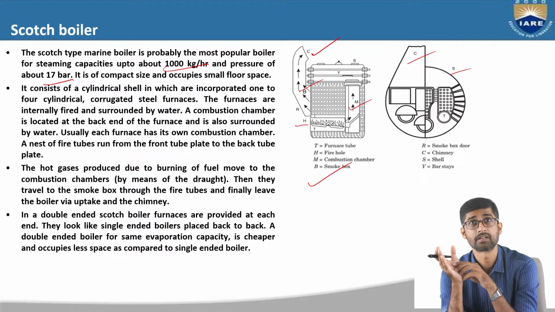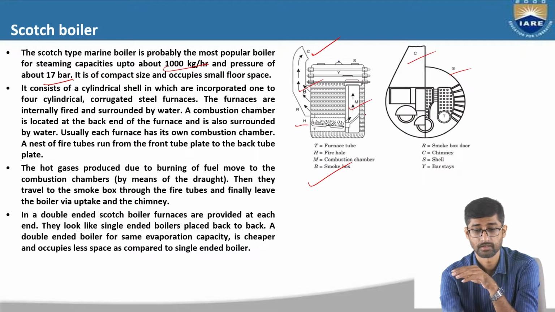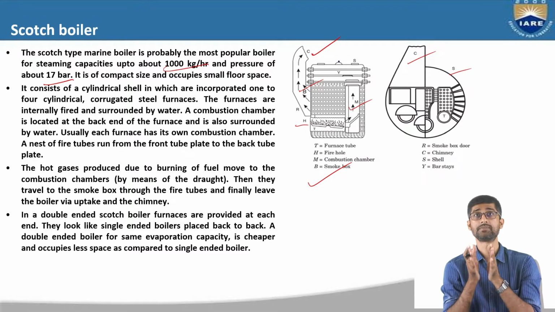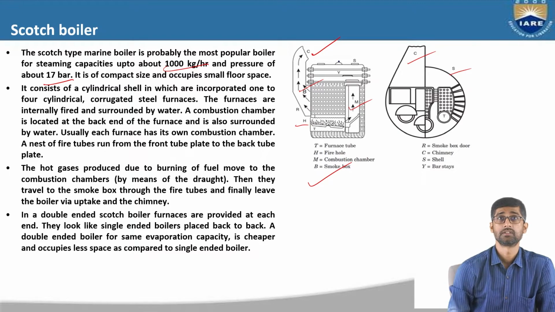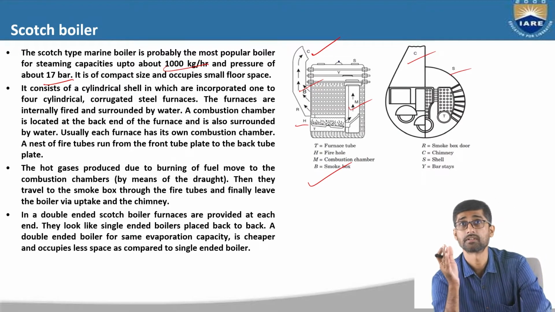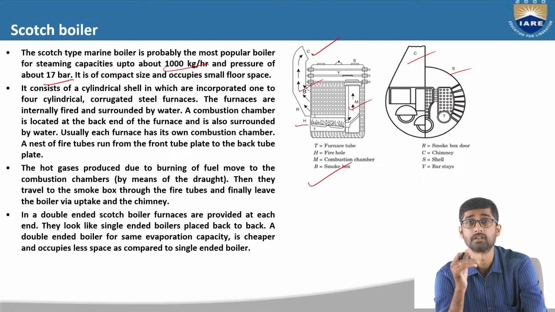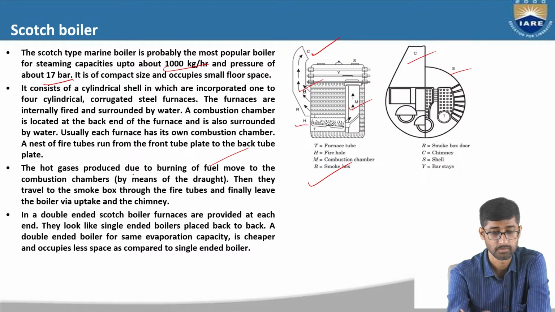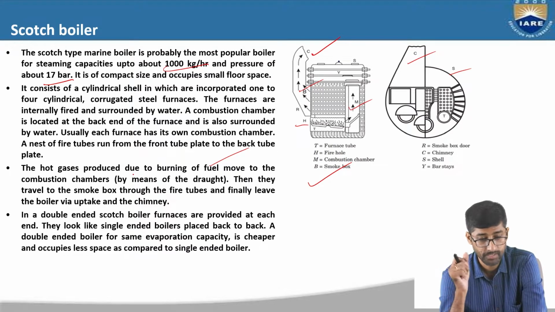The combustion chamber is located at the back end of the furnace, and is also surrounded by water. Usually each furnace has its own combustion chamber. The nest of fire tubes runs from the front tube plates to the back tube plates. The hot gases produced due to the burning of fuel move to the combustion chamber by means of the draught. Then they travel to the smoke box through these fire tubes, which are generally surrounded by water, and finally leave the boiler through this chimney.